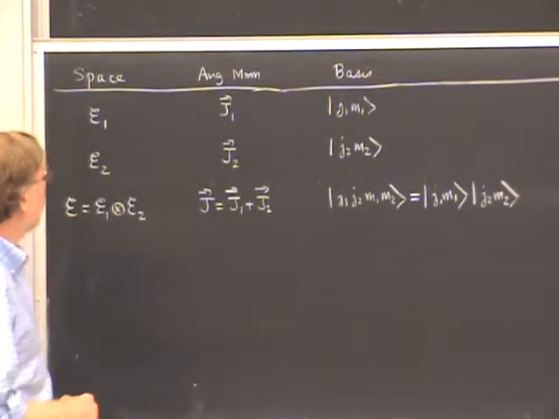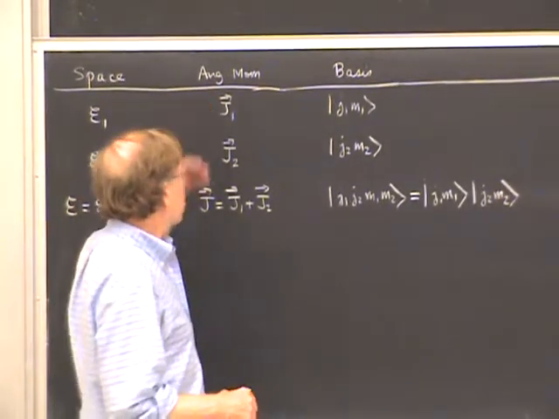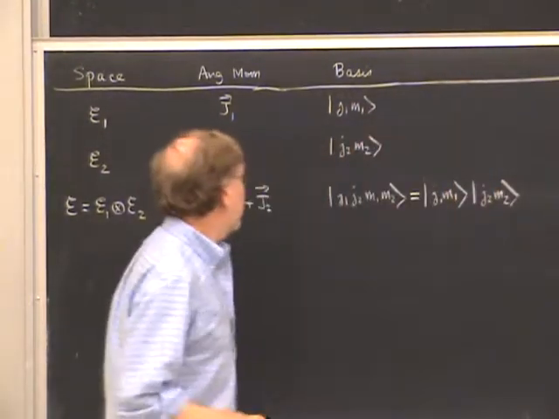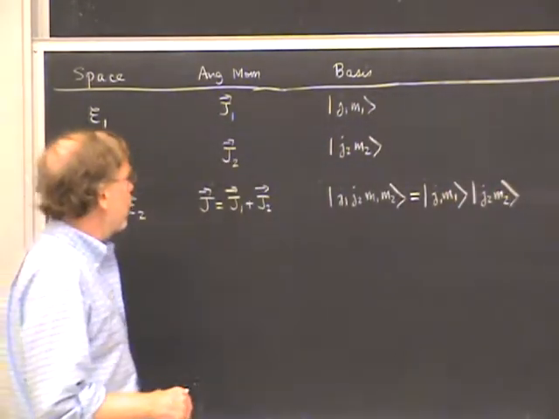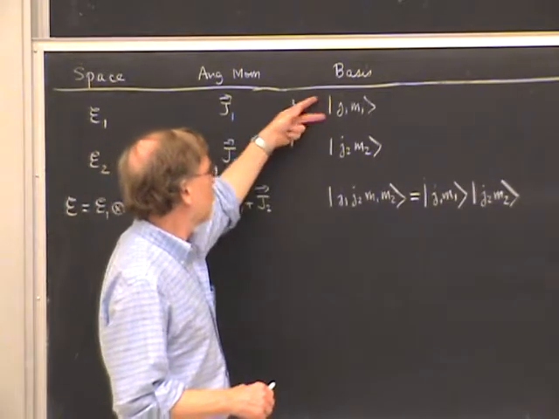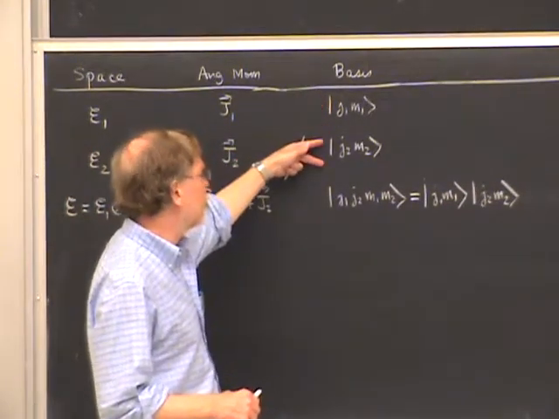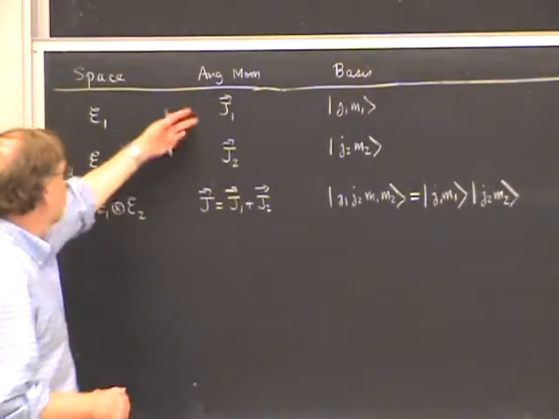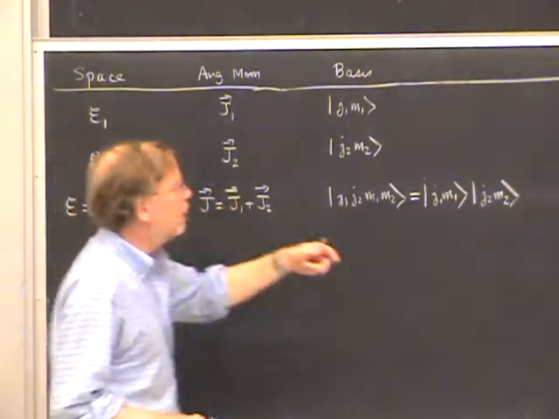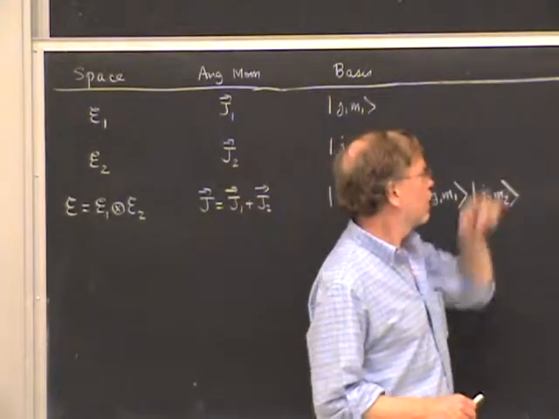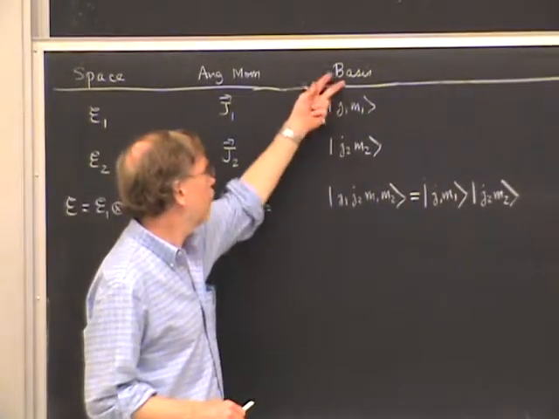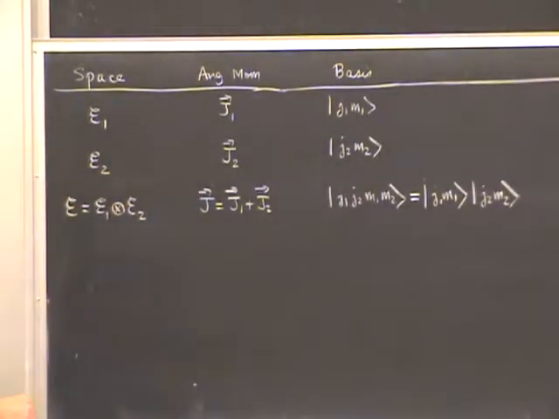Since these spaces both have rotation operators defined on them, they also possess a standard angular momentum basis, which in these two cases we'll call |j1, m1> and |j2, m2>. The j1 and j2 are just fixed numbers that describe the spaces E1 and E2. In particular, the dimensions of the spaces are 2j1 plus 1 and 2j2 plus 1. Only m1 and m2 are variable when we define the basis vectors.